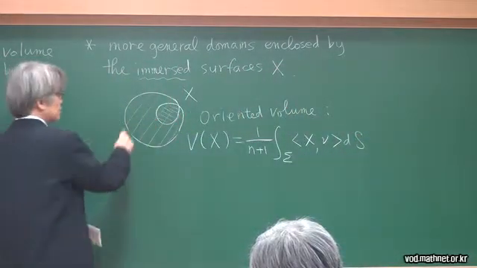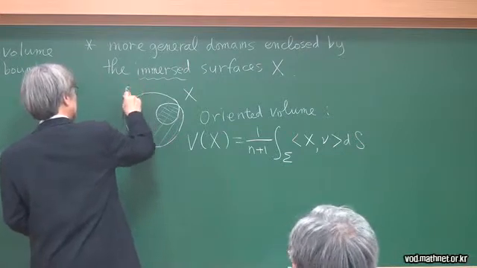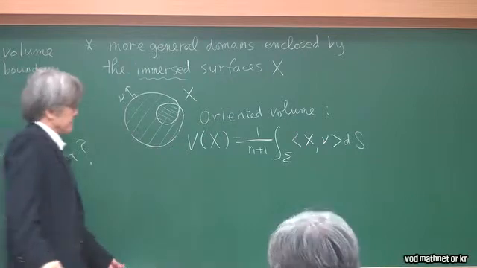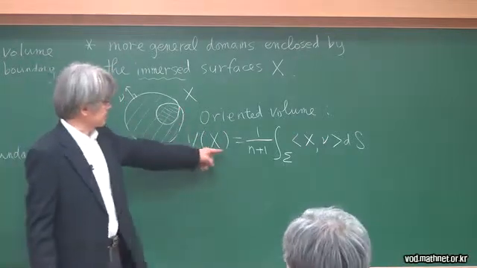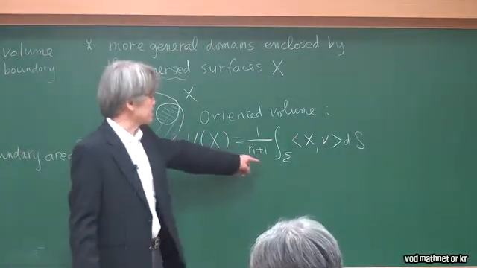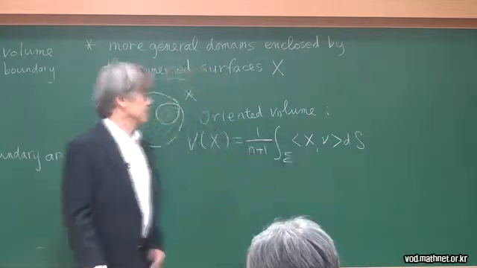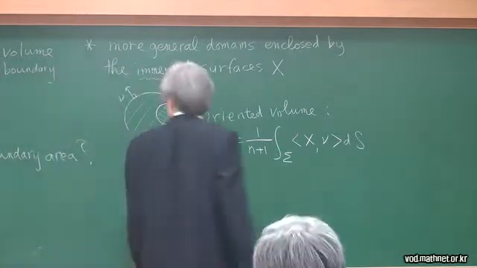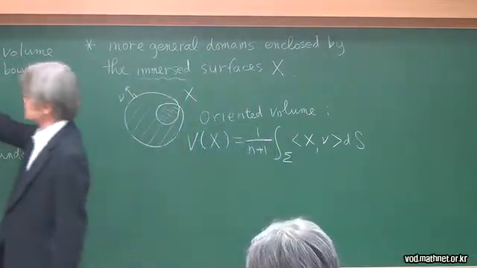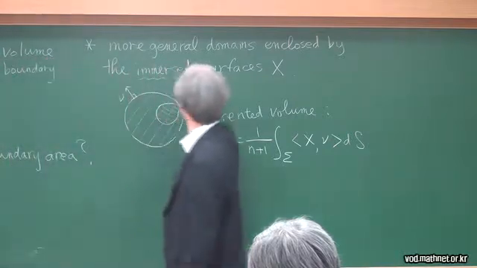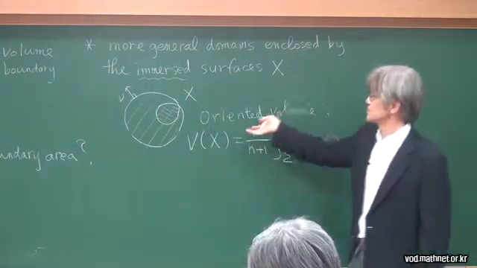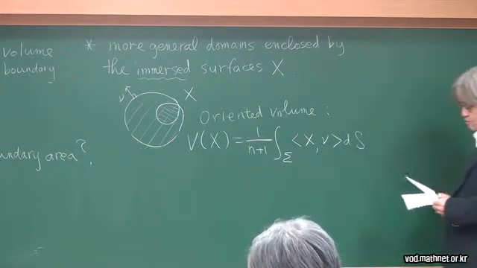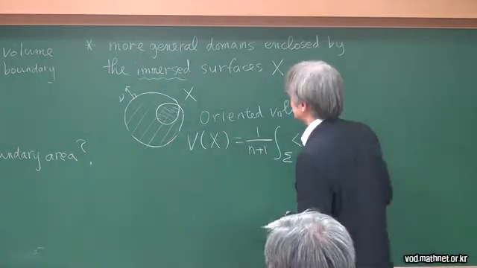Here nu is the outward unit normal, and x is the immersion, so we can think of it as a position vector in the Euclidean space. We can take this dot product. So we are considering not only the embedded surfaces but also immersed surfaces, and for these surfaces we consider this oriented volume with multiplicity.